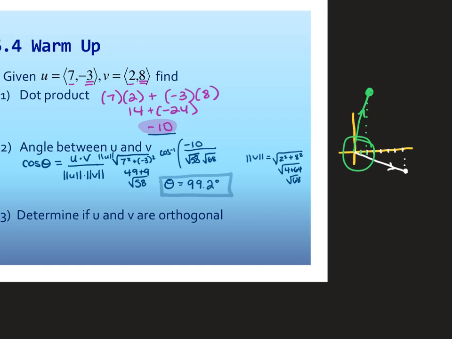To determine if they're orthogonal, we look at the dot product or the slopes of these two. If the dot product is 0, then I know that this is orthogonal. If it's not, which in this case it's not, I know this is not orthogonal.